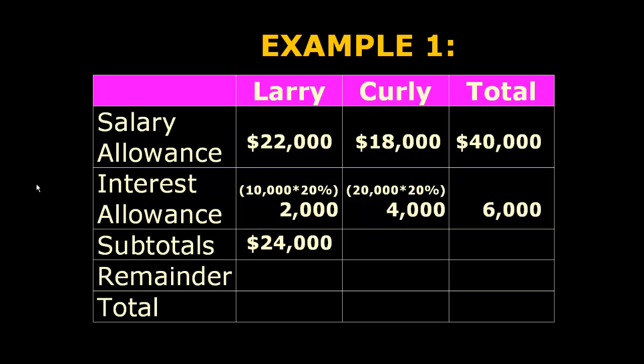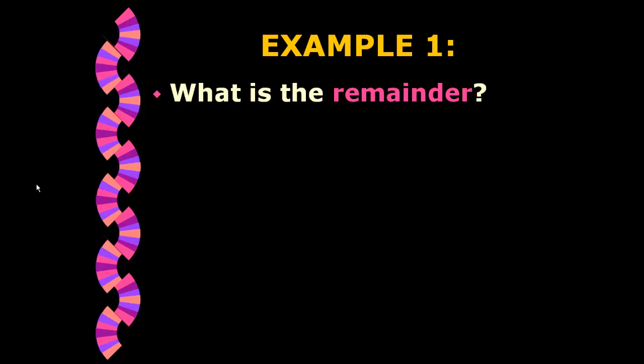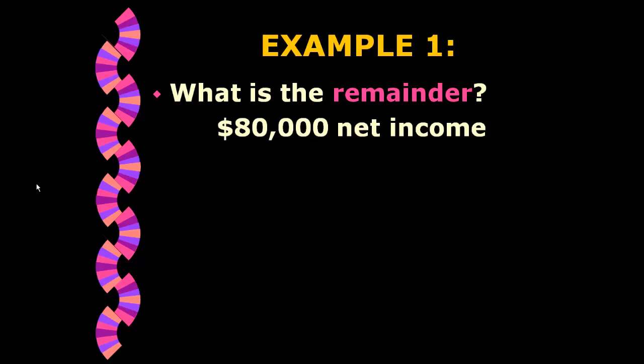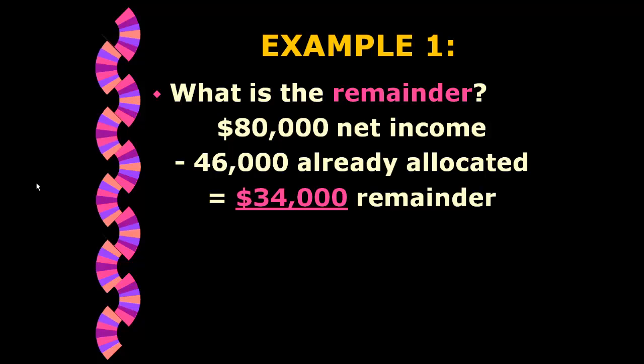Next, we'll figure our subtotals. For Larry, the 22 plus 2, he's getting a total of 24. Curly's getting 18 plus 4, or 22. And at this point, we have now allocated $46,000 between the salary allowance and the interest allowance. In total, we had net income then of $80,000. We have already allocated now $46,000 of that amount, which means that we now have a remainder of $34,000 that we need to allocate.